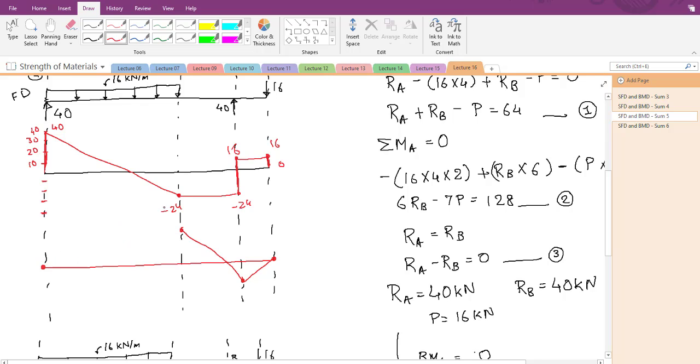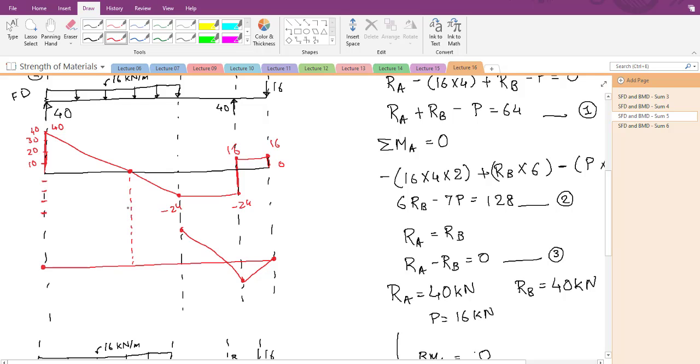But we can find out the value where the bending moment is maximum, right? So see, where is the bending moment maximum? The bending moment is maximum where the shear force is equal to 0. Always remember one thing, bending moment is maximum where the shear force is 0. So here the shear force is 0, so here the bending moment will be maximum. But what will be the value of that bending moment?